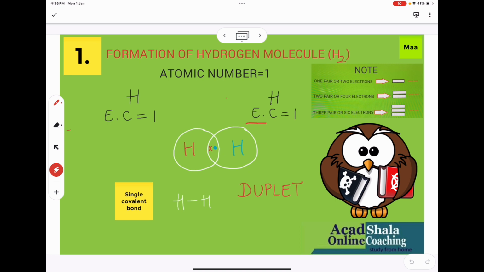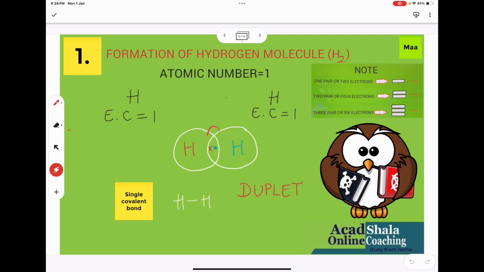But this electronic configuration of hydrogen is having only 1. So this hydrogen says that my other friend hydrogen is also having 1 electron. So what we should do? We should rather share our 1 electron with each other. So this hydrogen says, okay, friend hydrogen, I am sharing my 1 electron over here. So this hydrogen says, okay, I will also help you, and rather helping you will be my help also. So this hydrogen is also sharing 1 electron with this hydrogen.